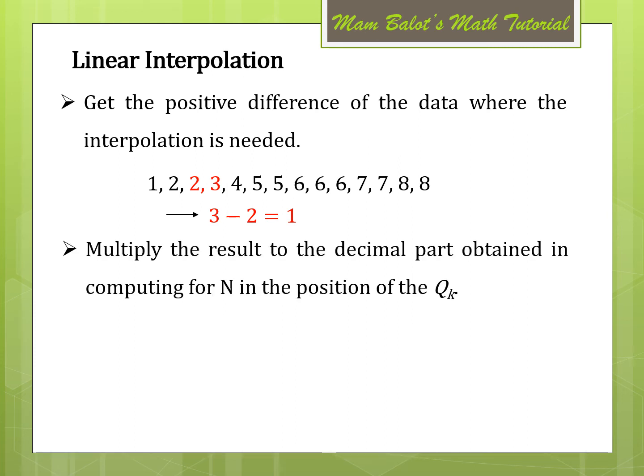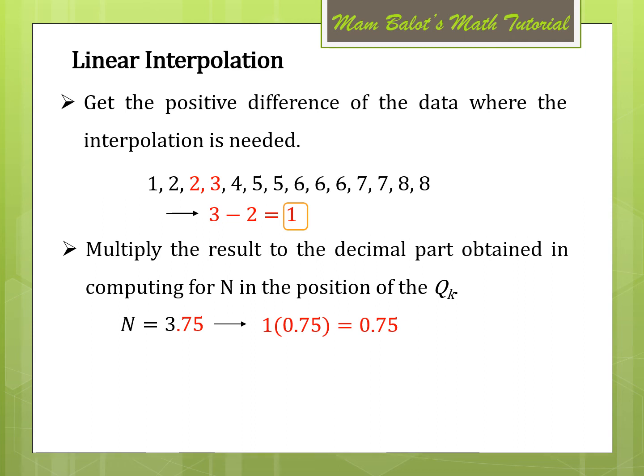Then we multiply the result to the decimal part obtained in computing for n in the position of the q sub k. So our n is 3.75. So the decimal part is 0.75. So we will multiply this one to the result of the previous step, which is 1. So we have 1 times 0.75 is equal to 0.75.